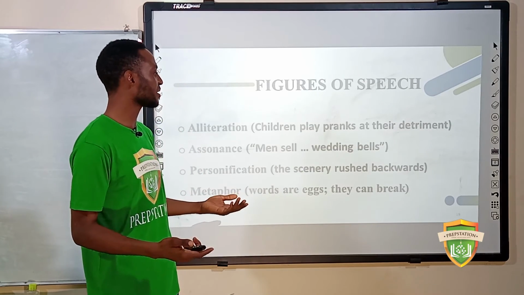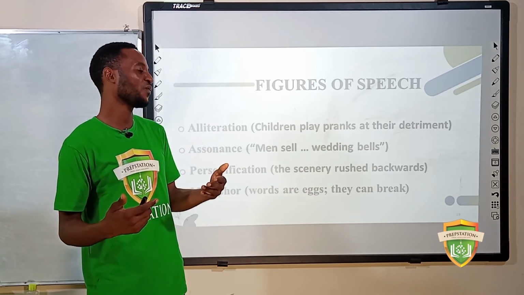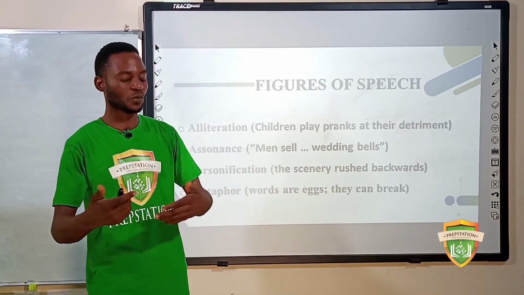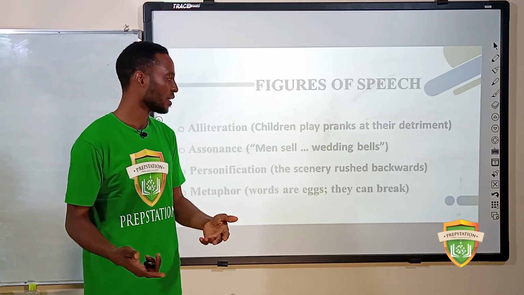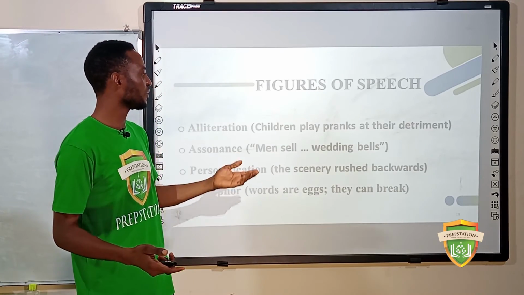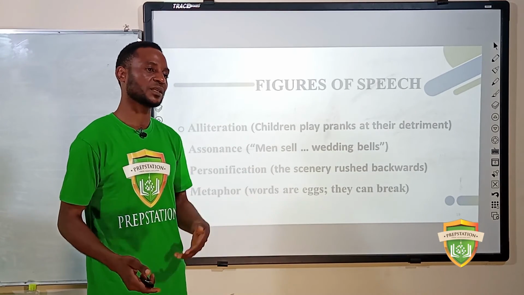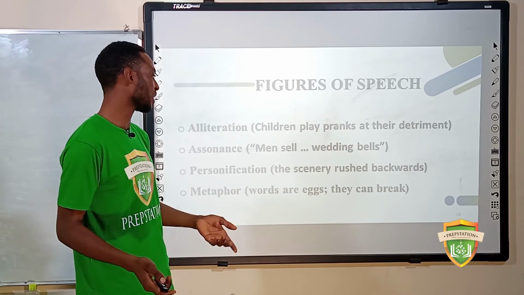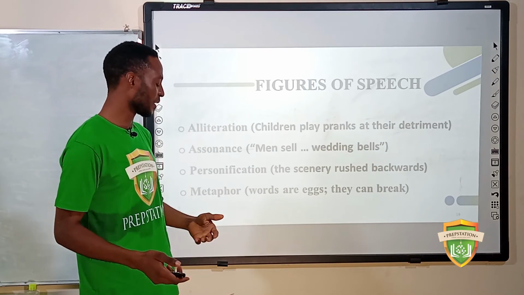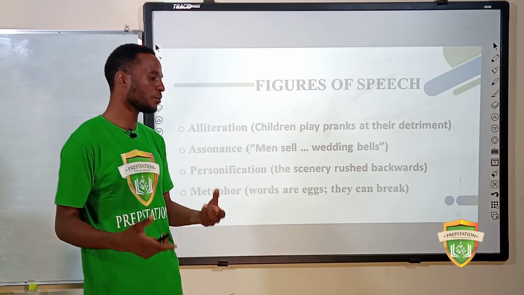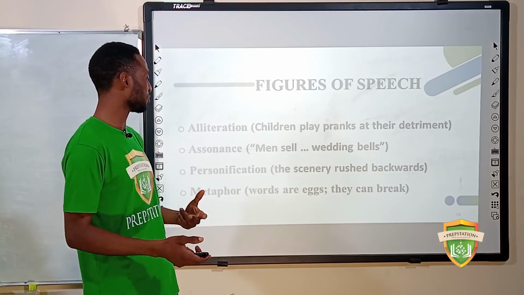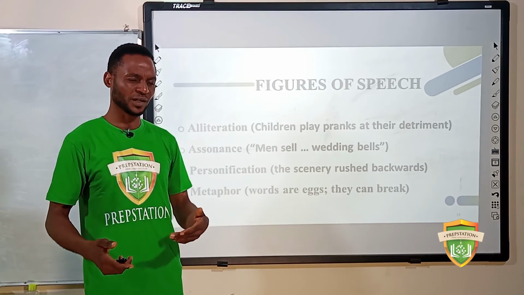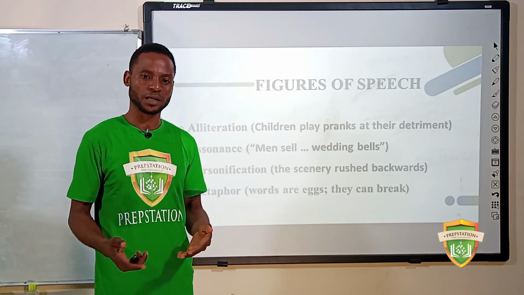But here the writer, because he wants to make what he is talking about come real, decides to give the human attribute to the non-human or inanimate. Another one that I want us to look at, which is also common in JAMB, please take note of this. Metaphor is so common in JAMB.